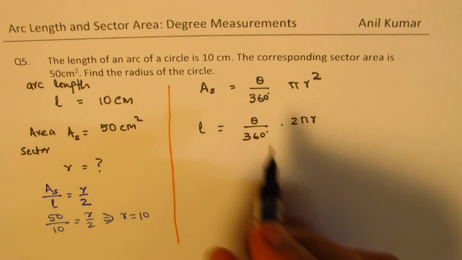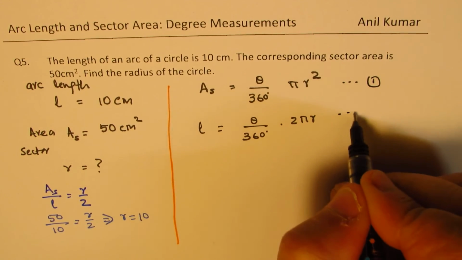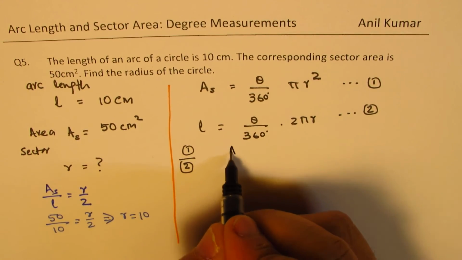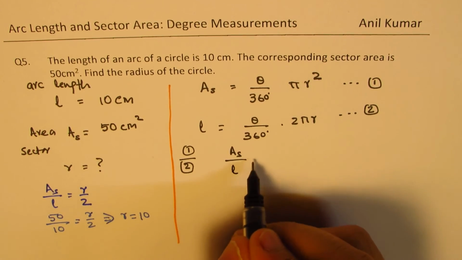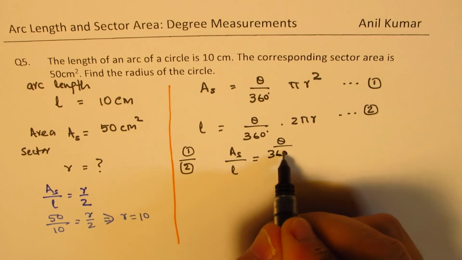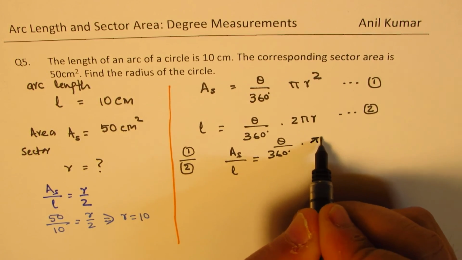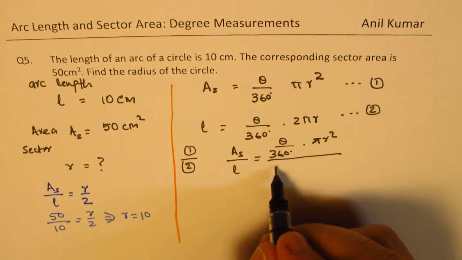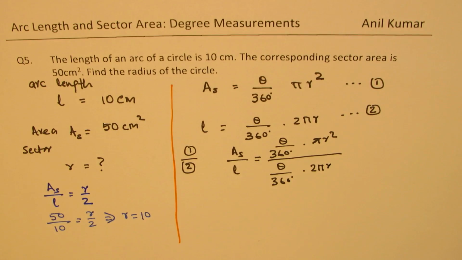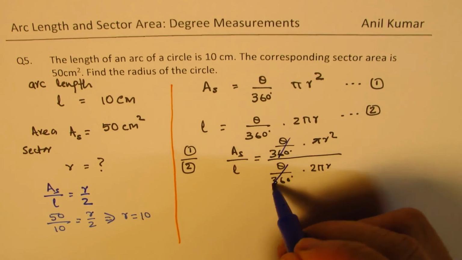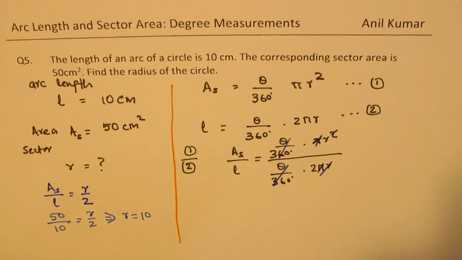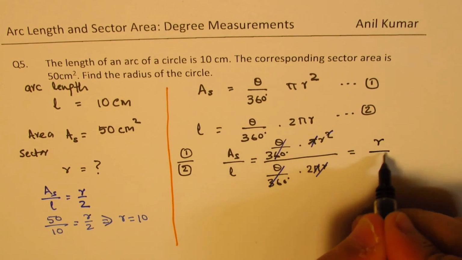Do you see that? So, let's say this is our equation number 1, this is our equation number 2. So, we do equation number 1 divided by equation number 2. So, we get area of this sector over the length is equal to theta over 360 degrees, just as we derived earlier, pi r square over theta over 360 degrees times 2 pi r. So we are going to cancel the common terms, right? The pi's and one of the radius. And what we get here is our formula which we used, which is r over 2.